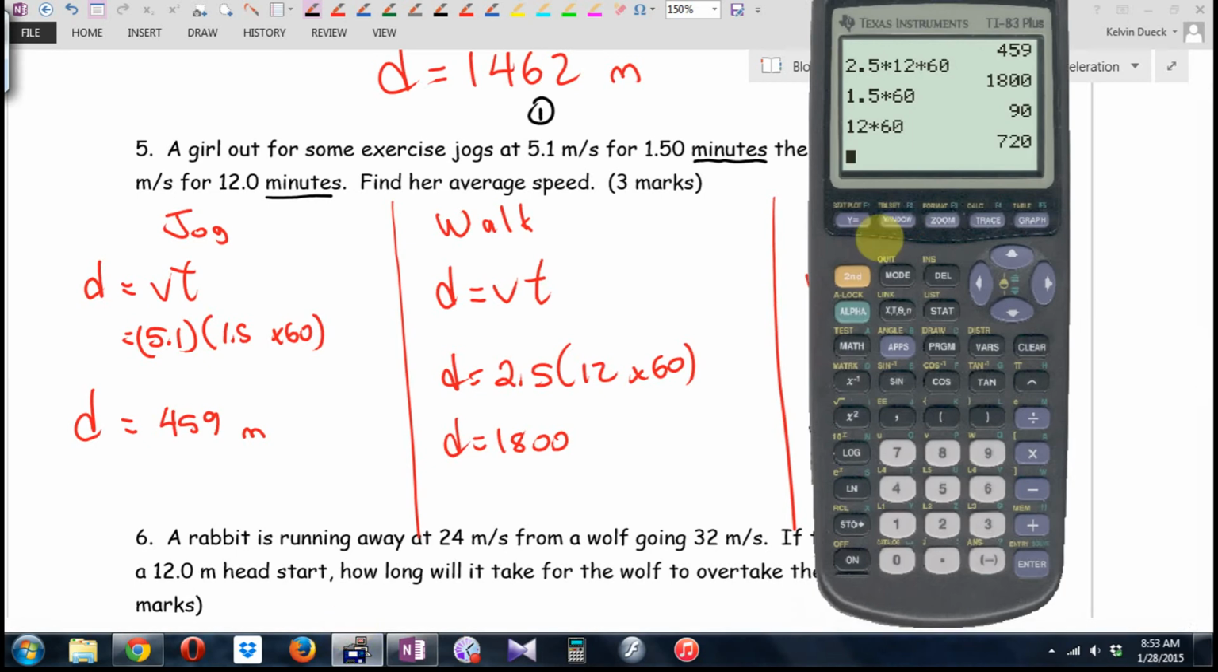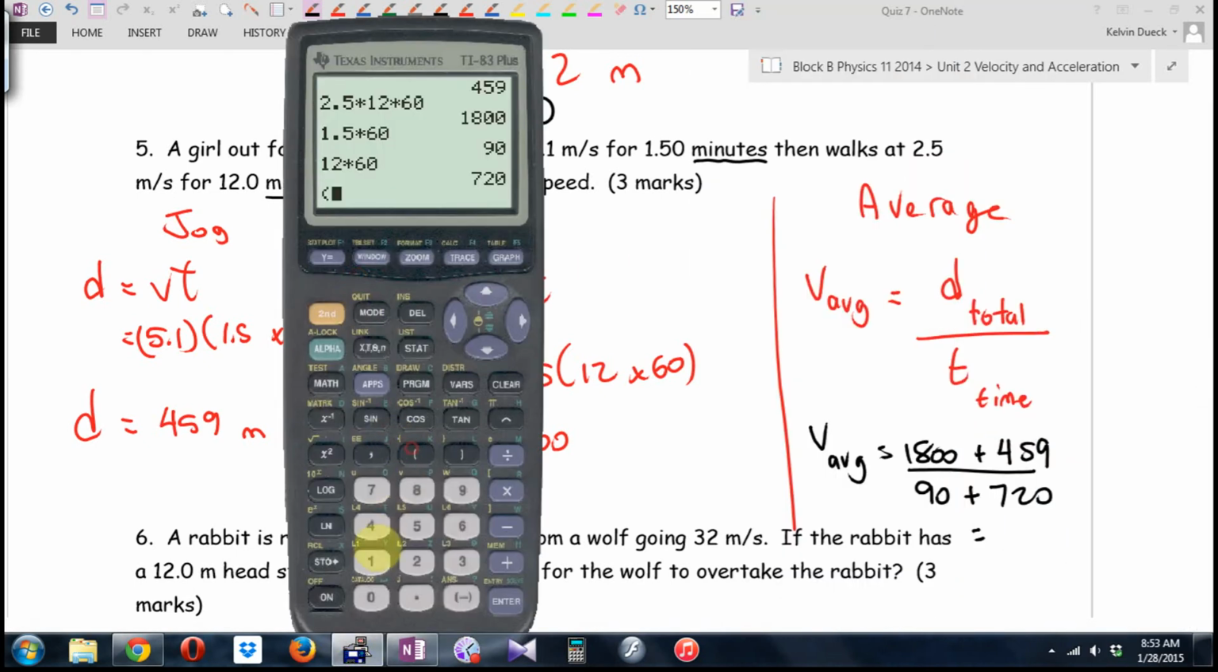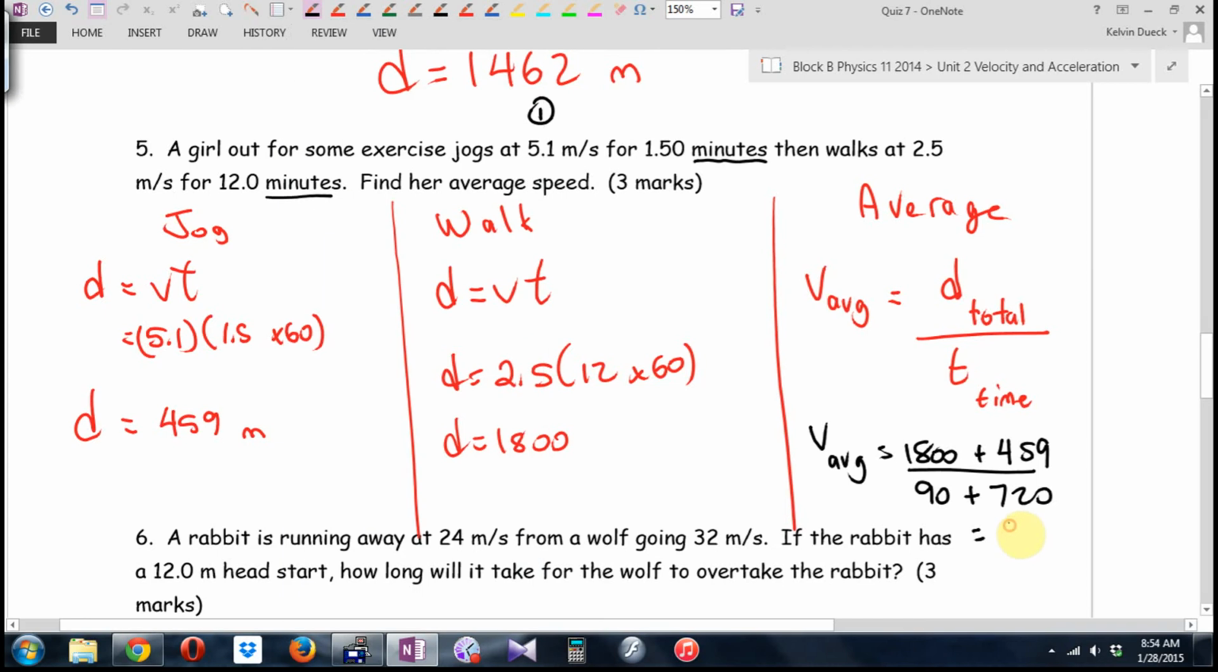So this is going to be her average speed. I'm going to have to use brackets on the top, and I'm going to have to use brackets on the bottom. Average speed was 2.79 meters per second. If I was marking this, I'd give you 1 mark if I saw that, 1 mark if I saw that, and 1 mark for the answer, probably something like that. That's a tricky one.